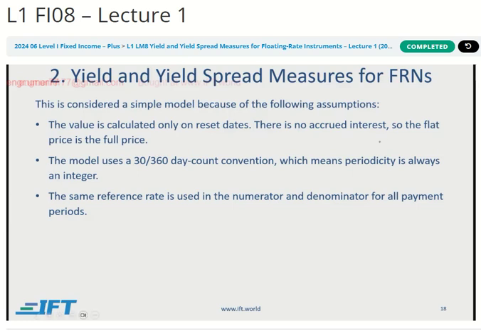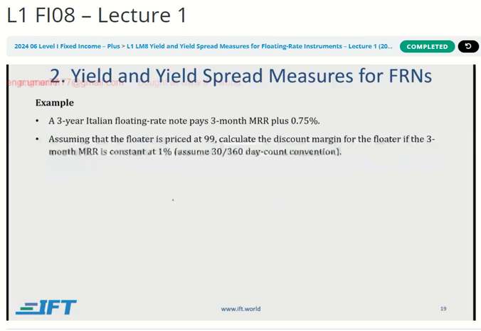Now, it's a very simple way of doing it because we keep it simple. First of all, we're using a 30/360, right? The value is calculated on the reset date, so there's no hassle of the accrued interest and the dirty price and the flat price and all that, right? And the same reference rate is used for the numerator and the denominator, so thank God for this simple model.